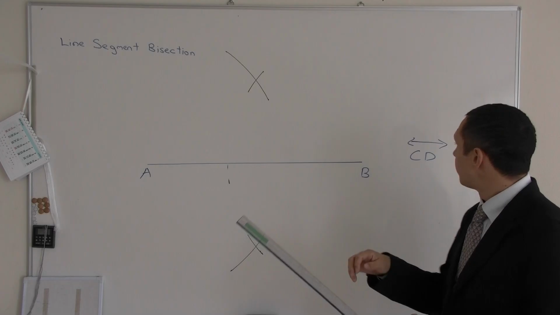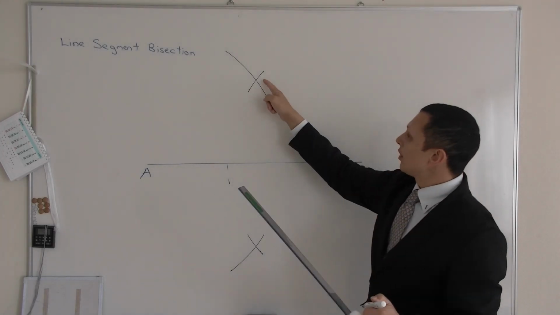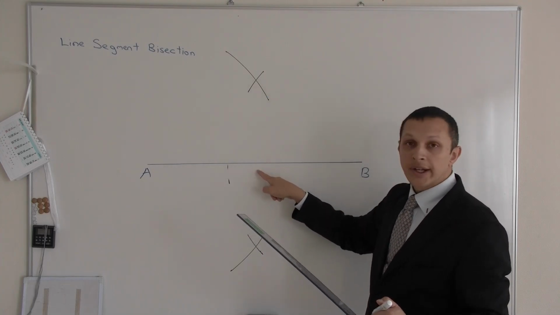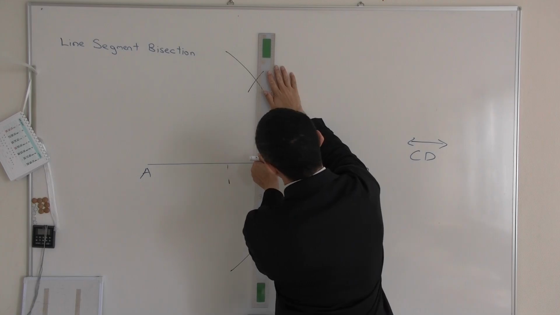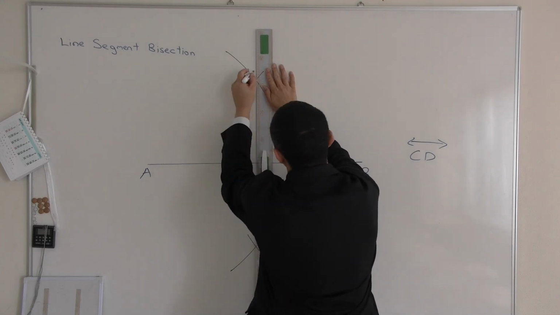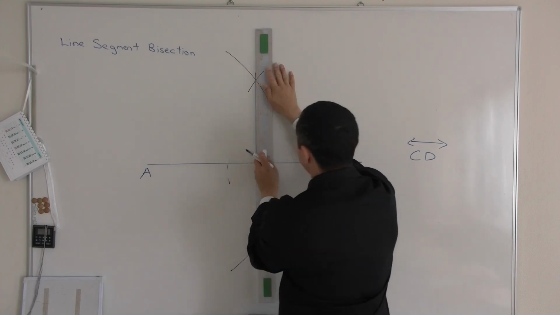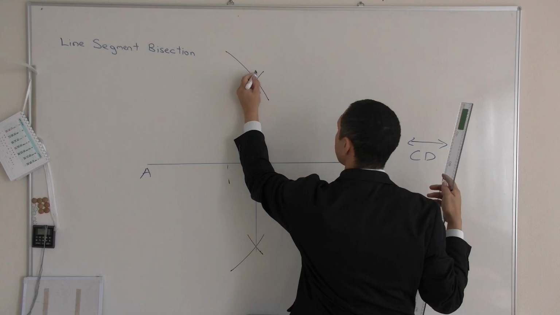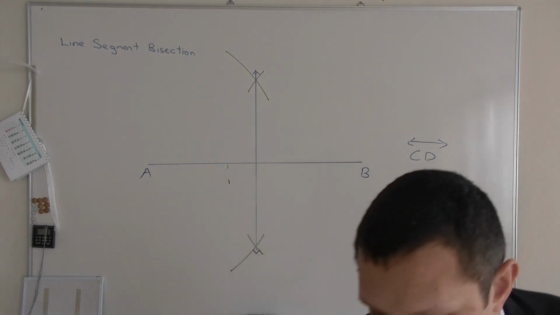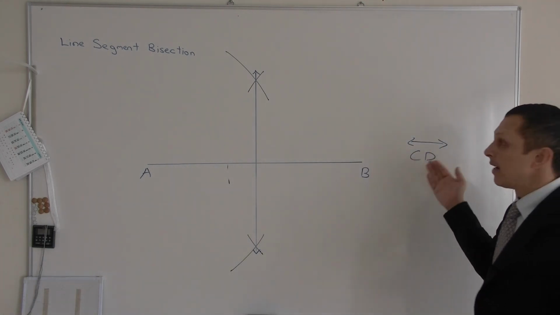Next, I will draw my line CD, and it will go through each of these points that I created here, and also the line segment. You can choose where you want to put C and D in this example.